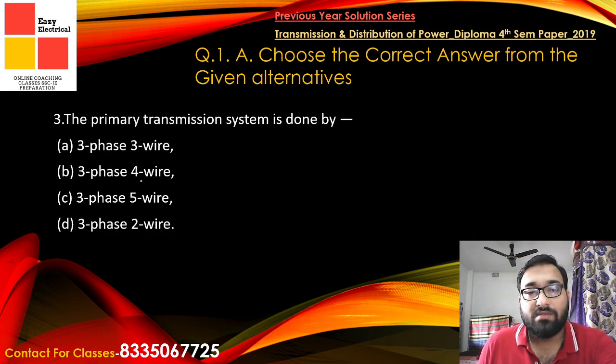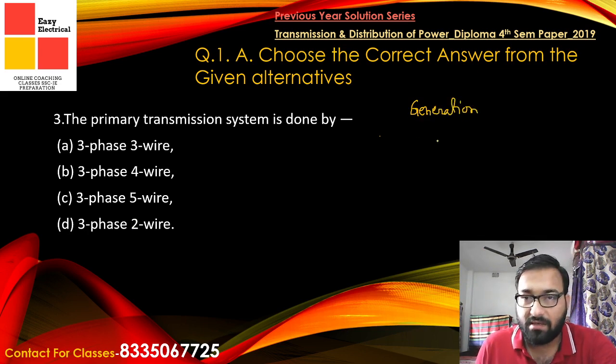The third question they have given is: the primary transmission system is done by. The options are 3-phase 3-wire, 3-phase 4-wire, 3-phase 5-wire, and 3-phase 2-wire. First of all you need to understand one thing: first there is a part we call generation, where the electrical power is getting generated. Then we transmit the power.